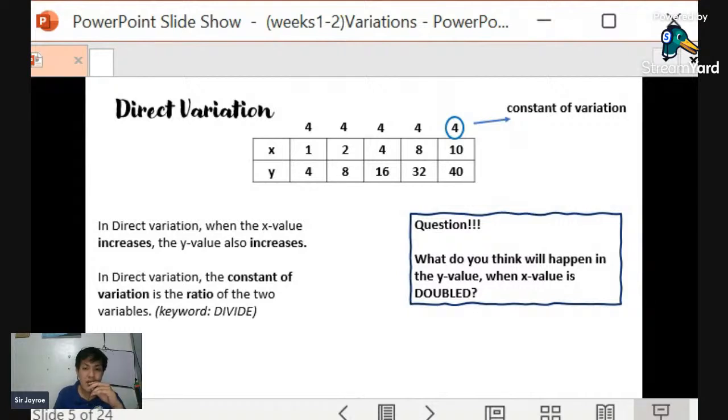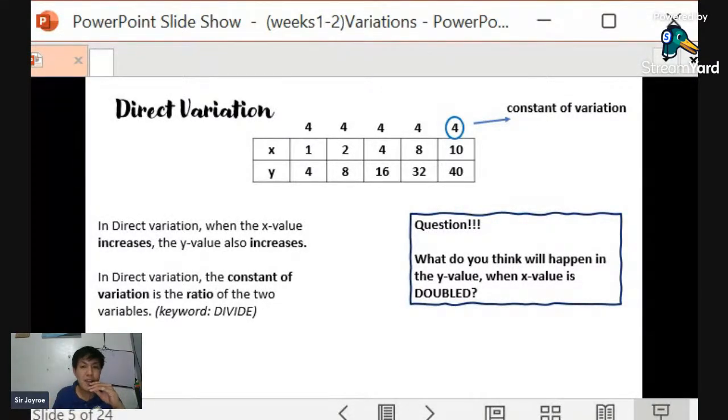In direct variation, what do you think will happen in the y value when x value is doubled? Ayun, Daniel Silva, thank you for your answer, no? The y value will also be doubled. So ganun pag direct, direkta, no? So kung anong pagbabago ang mangyayari dun sa y, pareho lang ng pagbabago na mangyayari dun sa x. Okay? Pareho lang ng pagbabago yung mangyayari.